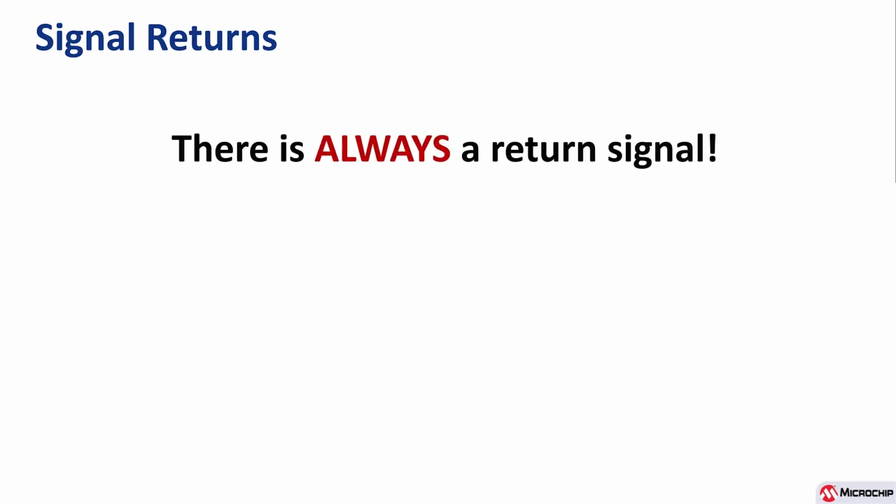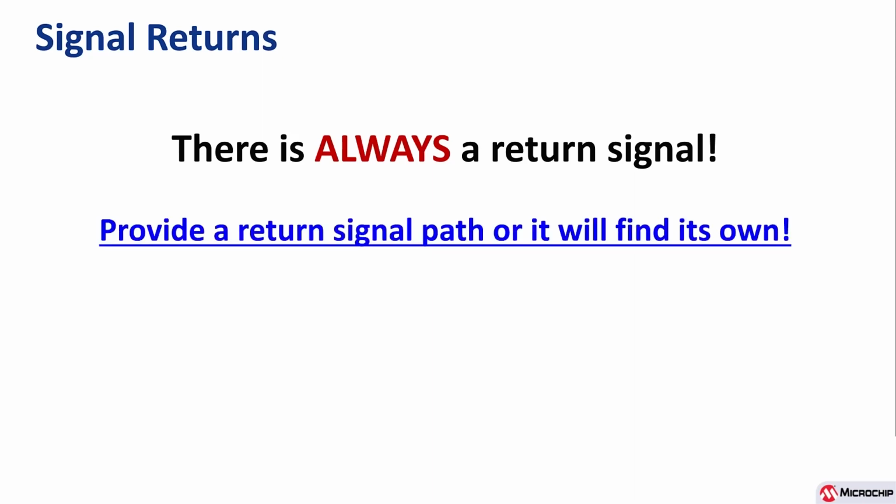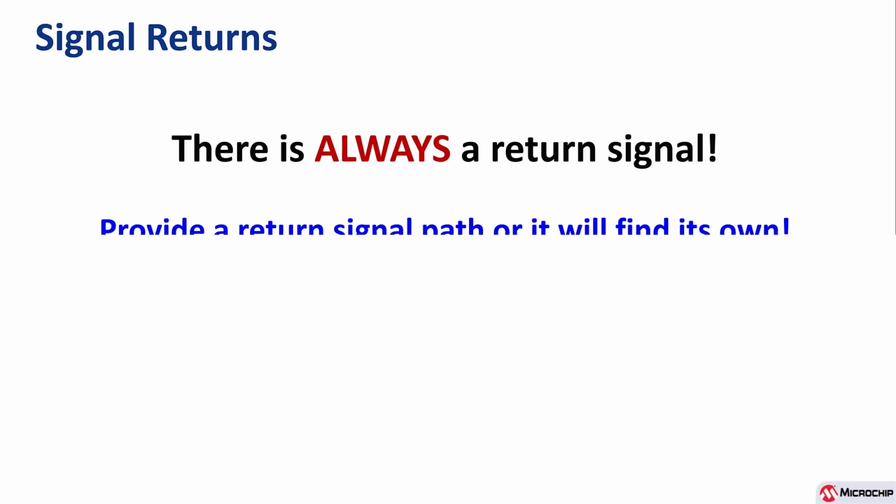And keep in mind, there is always a return signal. If you don't provide a return signal path, it will find its own. Physics requires it. There is always a return signal. So, best idea for us is to plan for it. Make sure that we provide it and control it. That's one of the biggest things that I can relay about improving your designs. Make sure that your high-speed protocol designs' return paths, not ground, return paths are controlled.